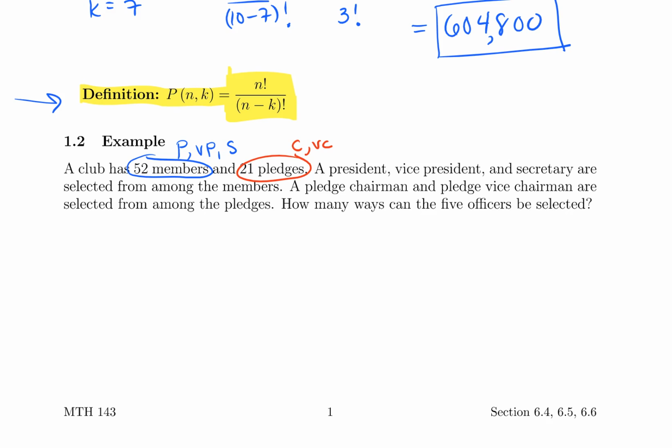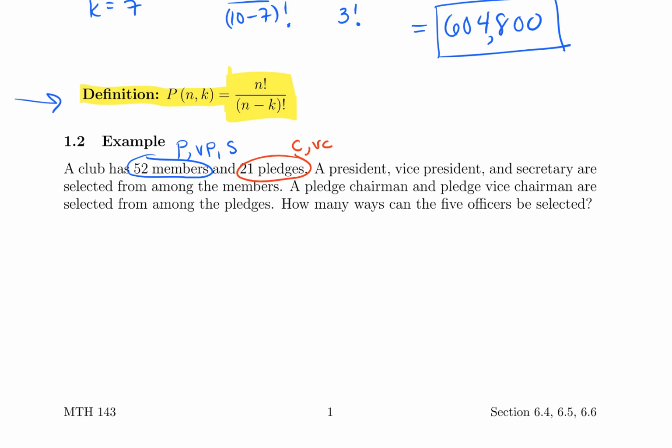Well, the first thing we want to figure out is, is this a permutation or is this something else? Now, I know that we don't have a distinct order here, but if I select 3 people and I assign one of them the job of president, one of them vice president, and the other one secretary, then that is assigning an order to the people.